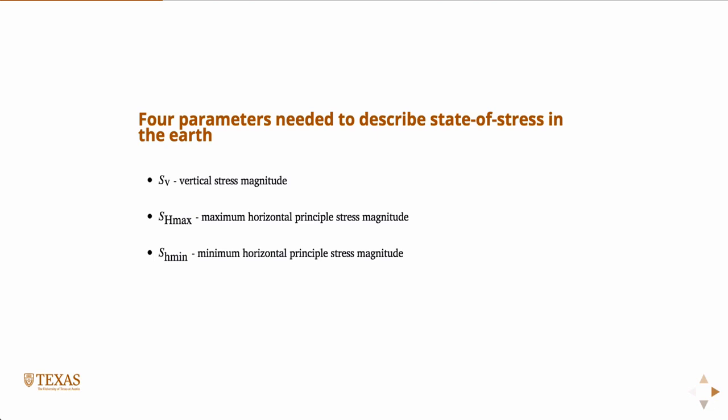So there's 2 in the horizontal plane, a maximum and minimum value. Those are 3 principal stresses. And then we only need 1 horizontal principal stress direction, right? Because we know the other one. We know one of them is down, in the direction of the vertical stress. So if we can just figure out the other one, we can fully characterize the stress in the earth.